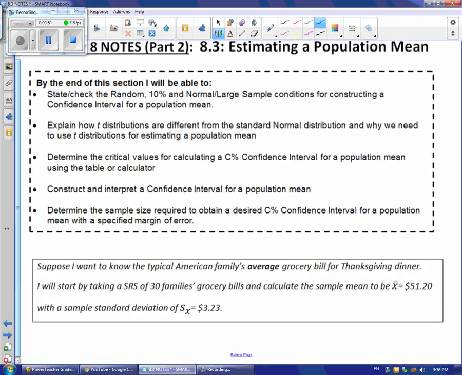Suppose I want to know the typical American family's average grocery bill for Thanksgiving dinner. I will start by taking a simple random sample of 30 families' grocery bills and calculating the sample mean. Okay, and we had x̄ to be $51.20. And our sample standard deviation, Sx, was $3.23.